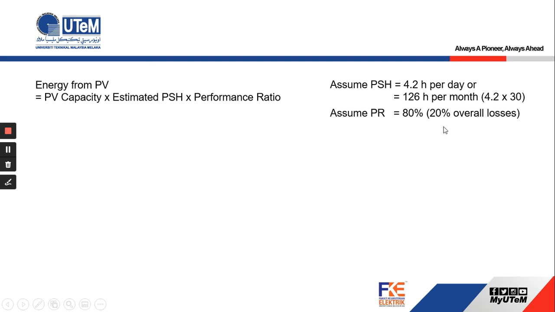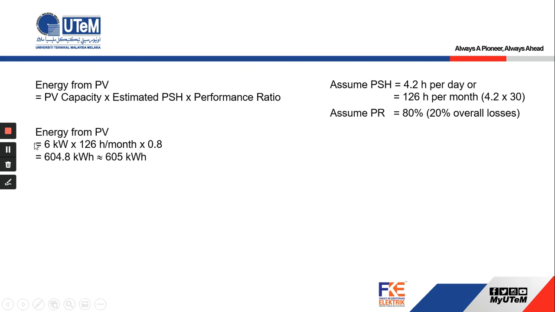In other words, the total overall losses is 20%. So when we talk about total overall losses, this includes losses from heat or temperature factor, irradiance, cable losses, inverter efficiency losses, and other types of derating factors. So we just sum up as 20% losses or 80% performance ratio. Okay. So now we calculate energy from PV.